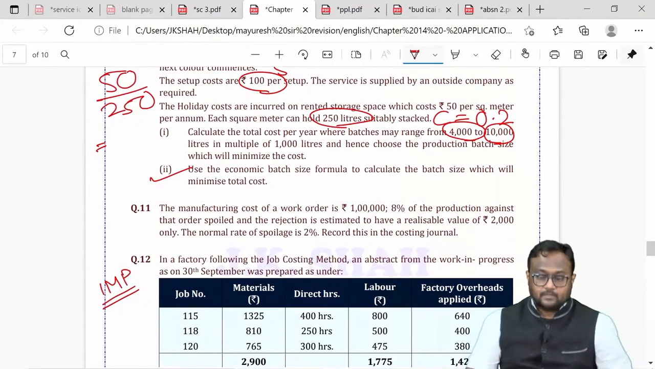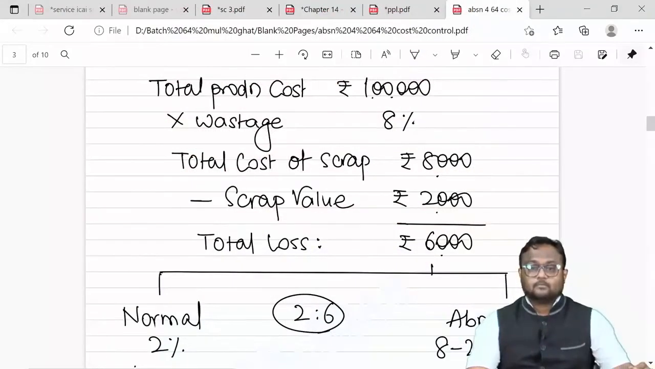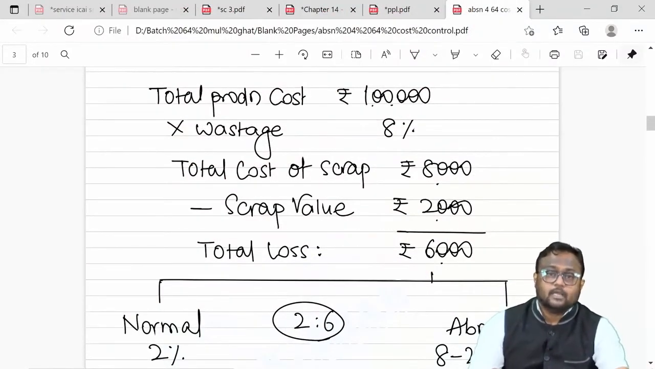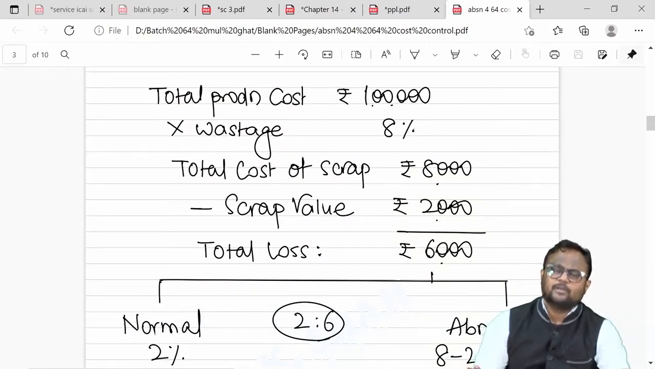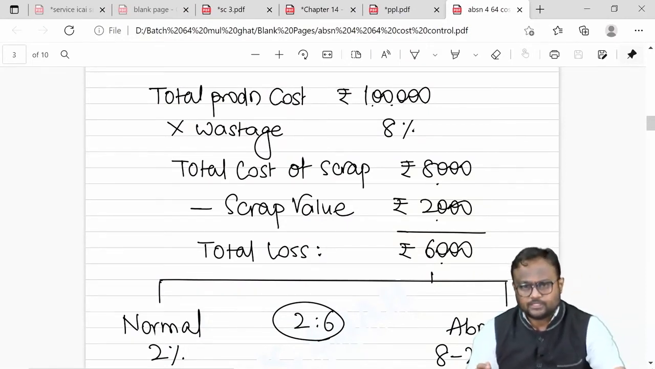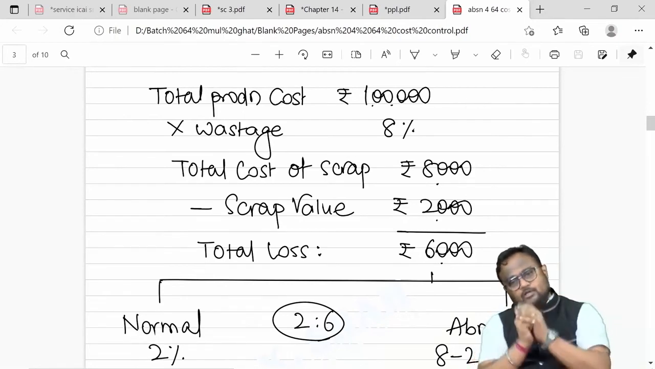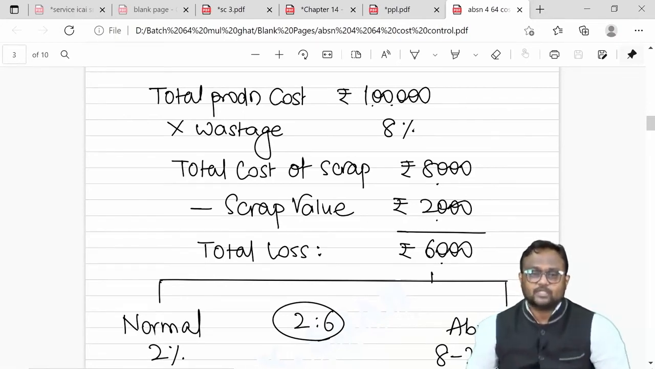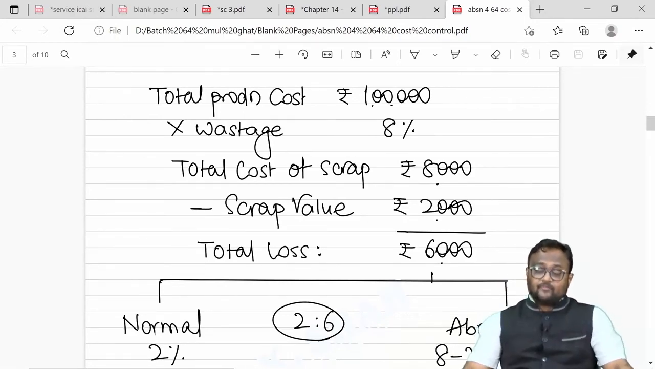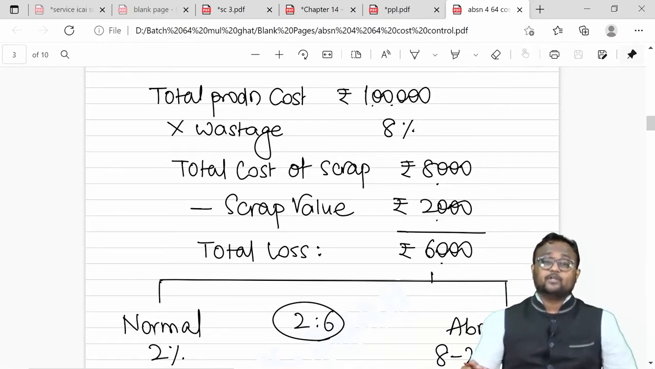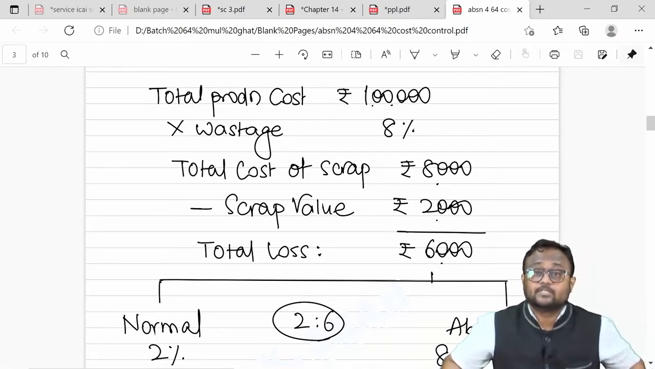They said there was a total production cost of 1 lakh. 8% was the wastage. So 8,000 was your wastage. Out of 8,000, you could get 2,000 from the market, so your actual loss was 6,000. Then they further said out of the total loss of 8%, 2% was normal. That means balance 6% was abnormal.